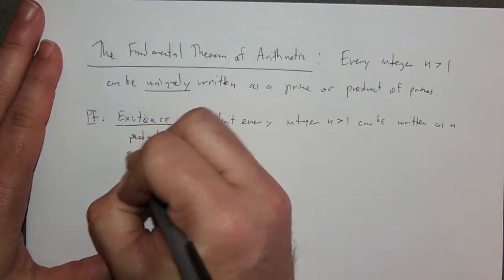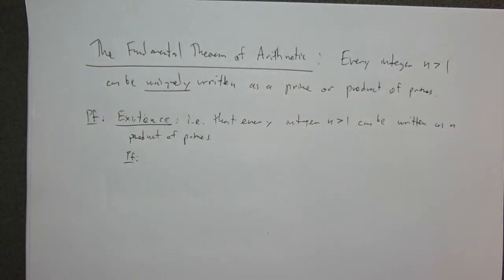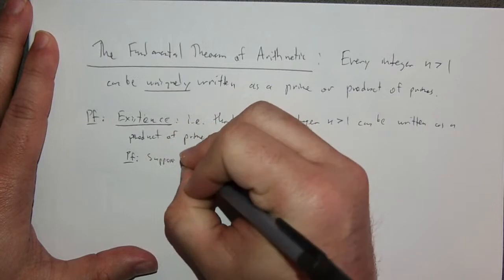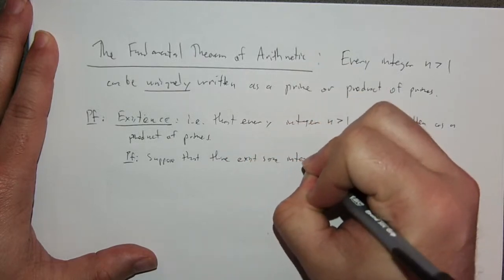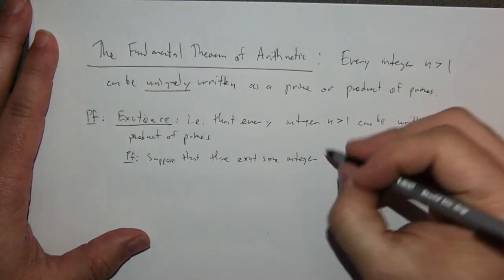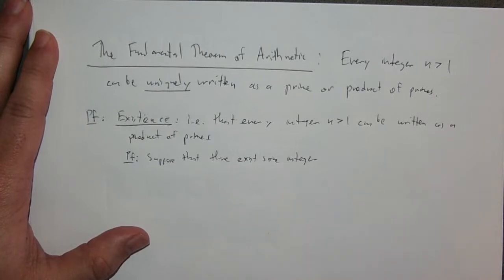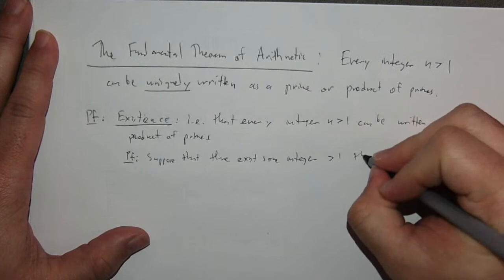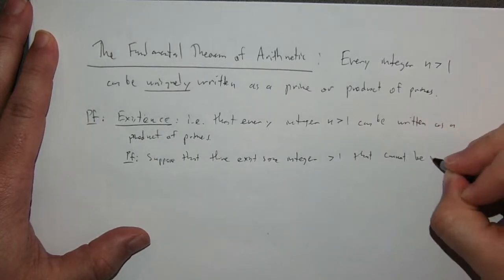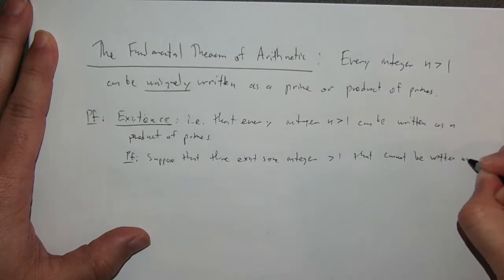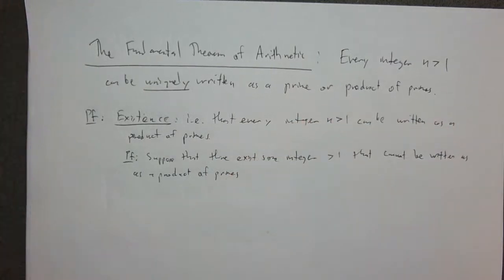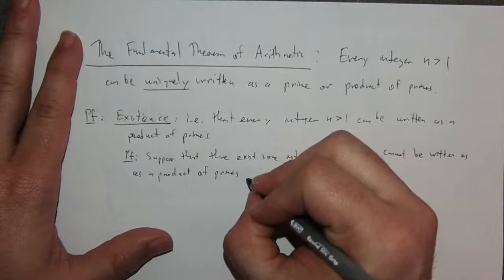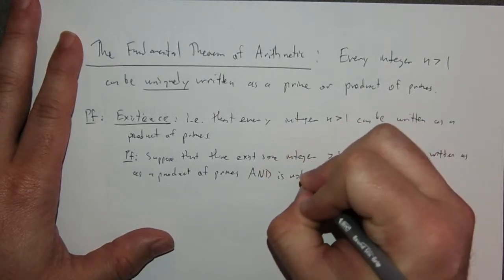All right, so the proof of this part goes as follows. Suppose that there exists some integer, and I'm not even going to name it, greater than 1 that cannot be written as a product of primes. And in order to rule out the other thing that could happen, that it's prime itself, we can also assume it is not itself prime.